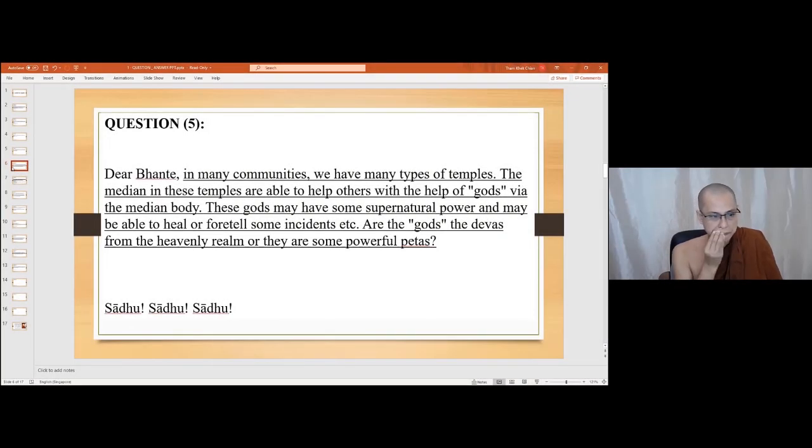Then the fifth question is, in many communities, we have many types of temples. The mediums in these temples are able to help others with the help of gods via the medium's body. These gods may have some supernatural power and may be able to heal or foretell some incidents. Are the gods devas from the heavenly realm, or are they some powerful pittas?